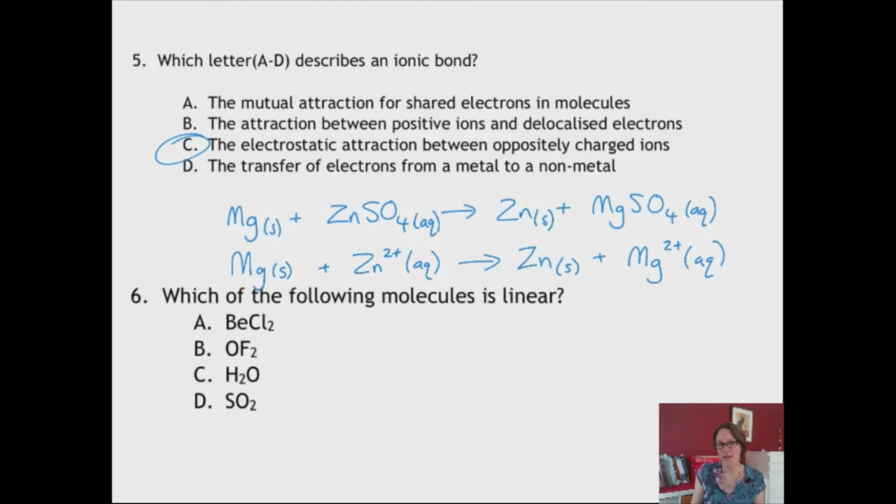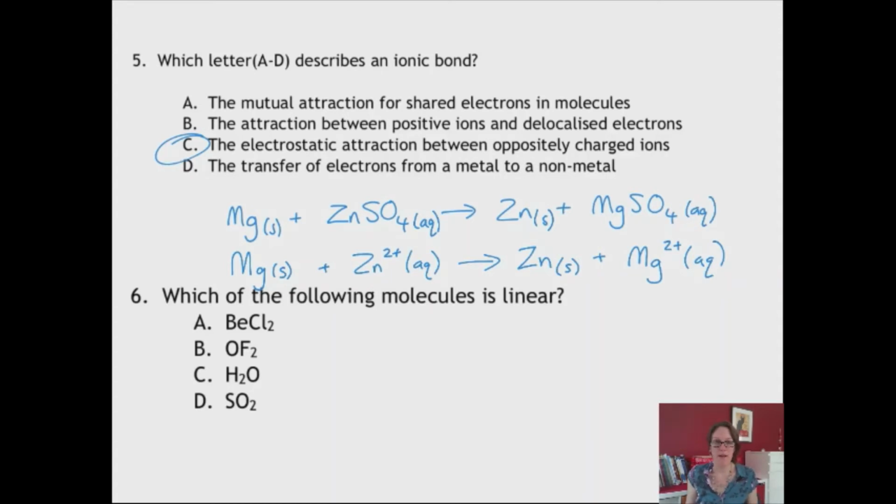If we look at the state symbols there, we're forming new metallic bonds because zinc is coming out as a solid, so there are going to be bonds between the zinc cations and the delocalized electrons. But my magnesium ions actually stay in solution. They're not joined to the sulfate ions. The sulfate ions are in solution surrounded by water molecules. There's no ionic bonding formed there, even though the transfer of electrons has happened.